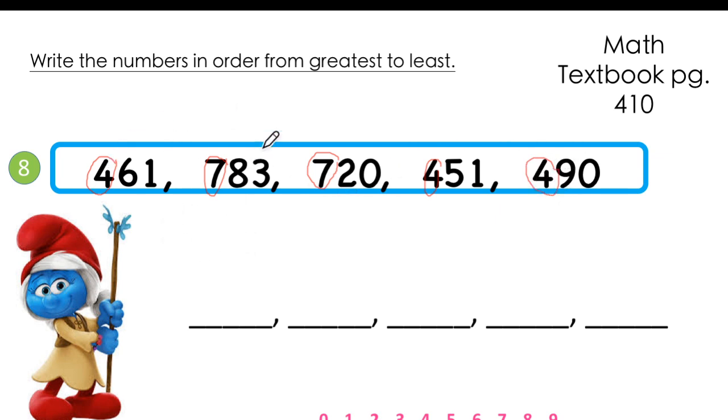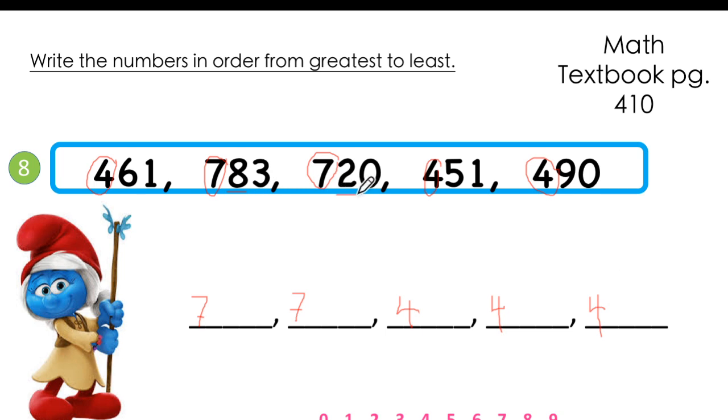We have 4, 7, 7, 4, 4. So which one is greater, 7 or 4? 7. Write it twice. 7, 7. And then we have 4. How many times? 3 times. 1, 2, 3.